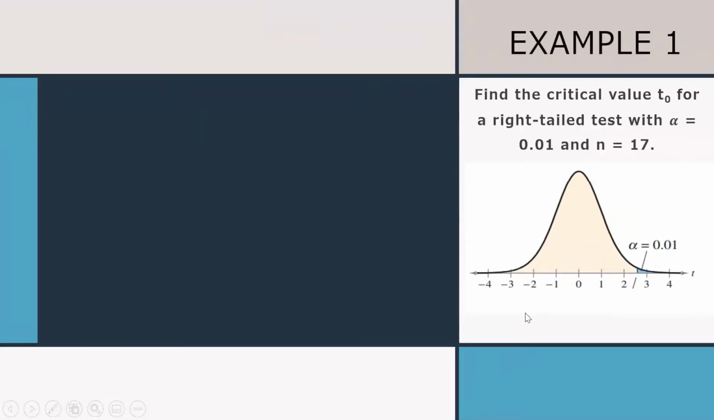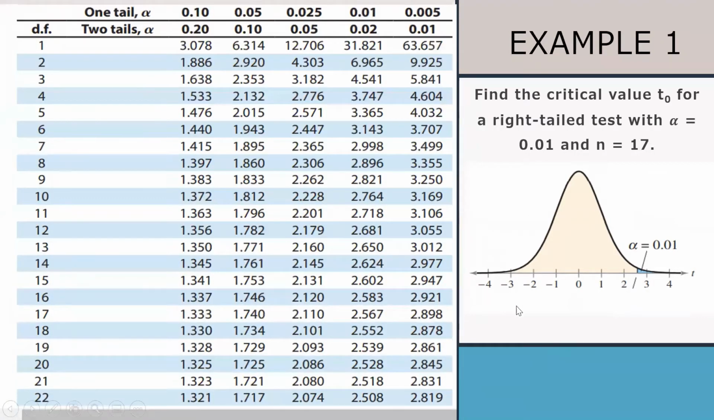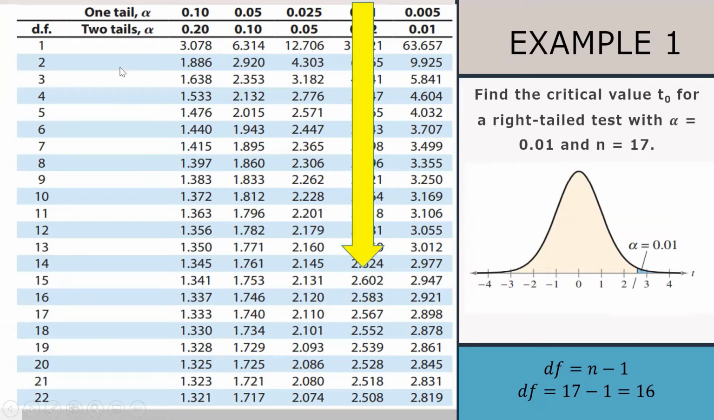Find the critical value for a right-tail test with alpha 0.01 and n equals 17. Using the t-distribution table, the df is equal to n minus 1, so 17 minus 1 is equal to 16. Since this is a right-tail test, we're going to look at the one-tail alpha, that is 0.01, and the df is 16. So that is one-tail alpha 0.01, df 16. The critical value is equal to 2.583.